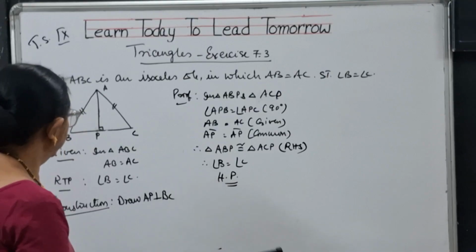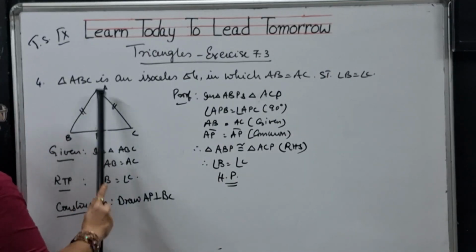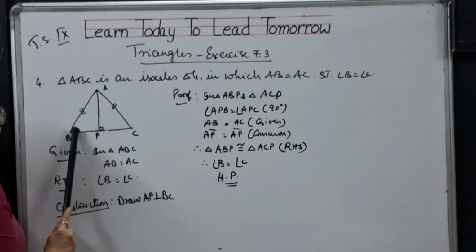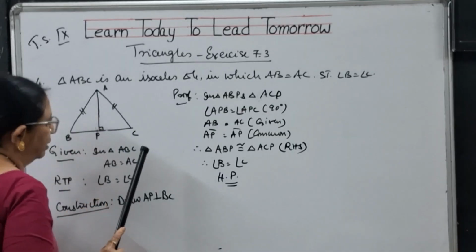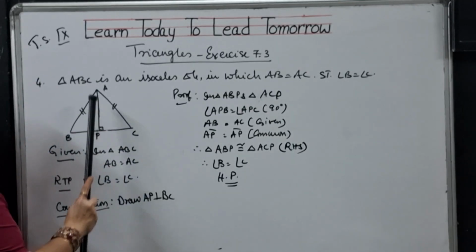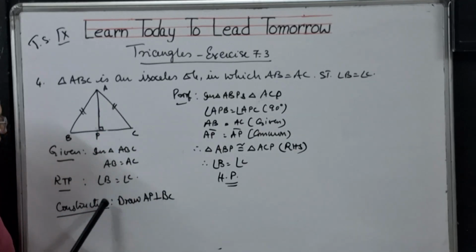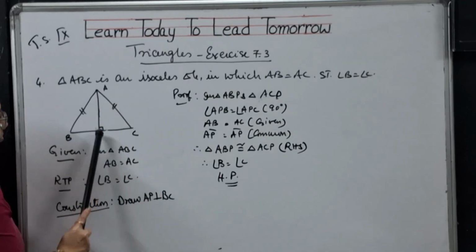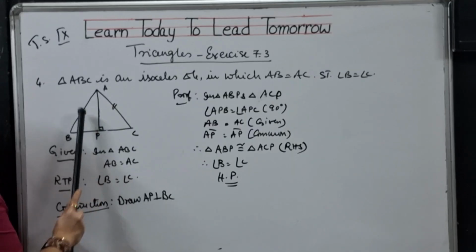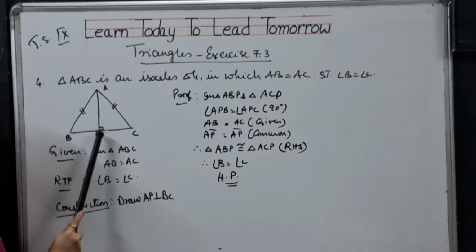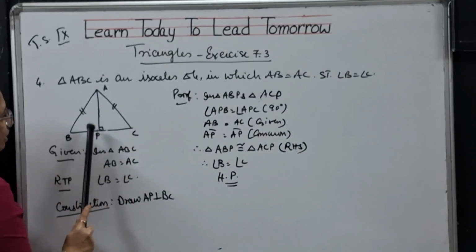So once again, what they have given, ABC is an isosceles triangle in which AB is equal to AC. You have to show angle B is equal to angle C. And there is a construction that is given to us that you have to draw AP perpendicular to BC. So construction, draw AP perpendicular to BC. Because of AP, triangle ABC is divided into two triangles. One is triangle ABP, another one is triangle ACP.